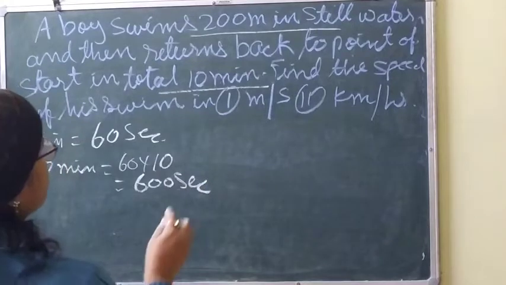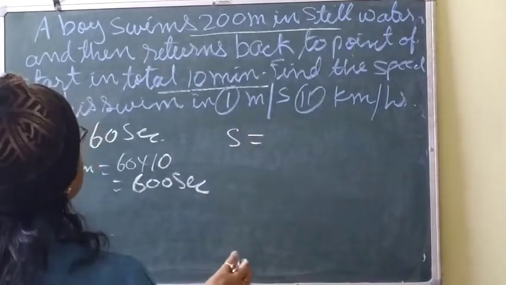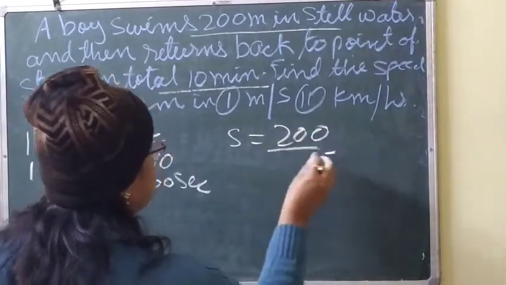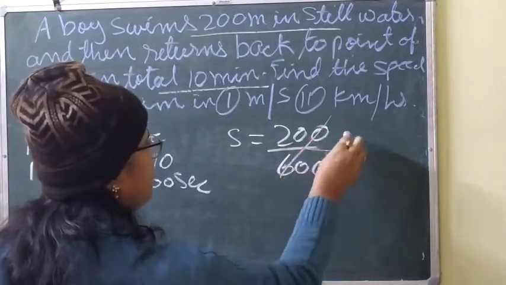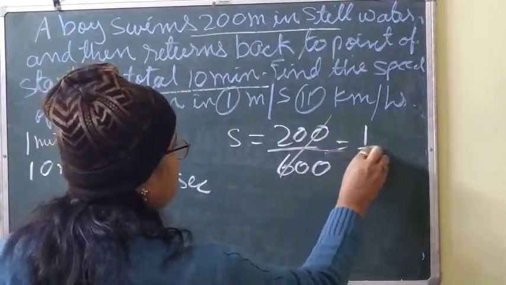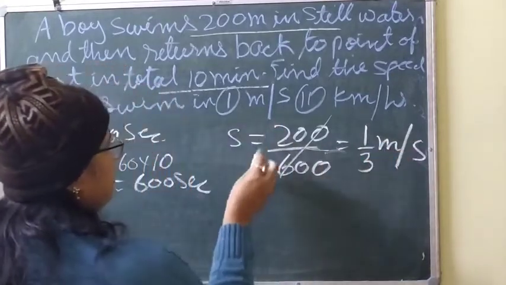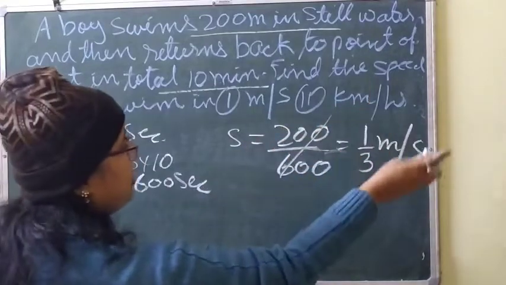Okay. So speed will be equal to distance by time. Distance is 200 and time is 600. Clear? So we get 1 by 3 meter per second. This is sub part 1. Now in sub part 2 you have to convert it into kilometer per hour.